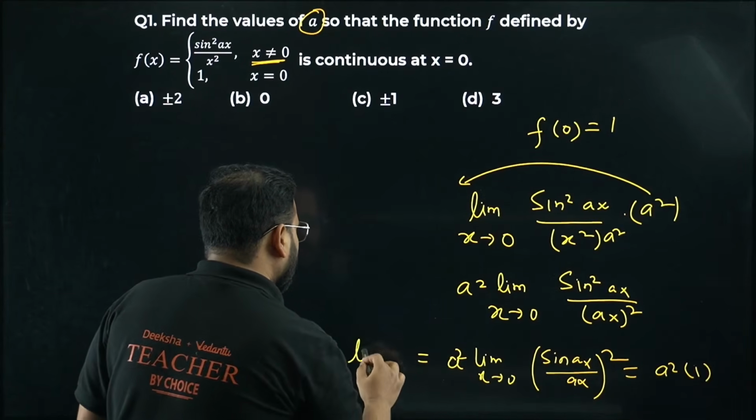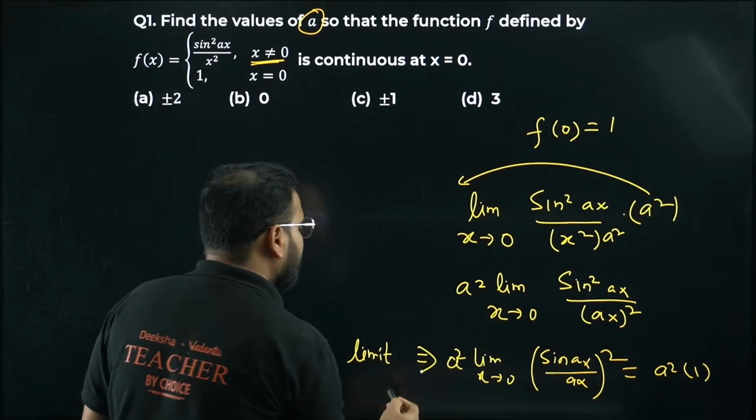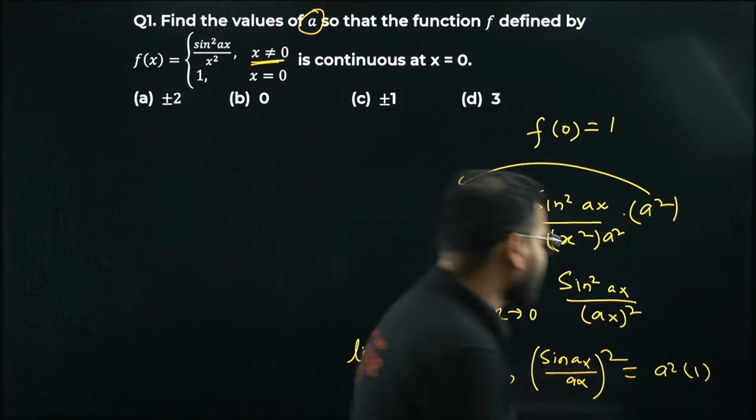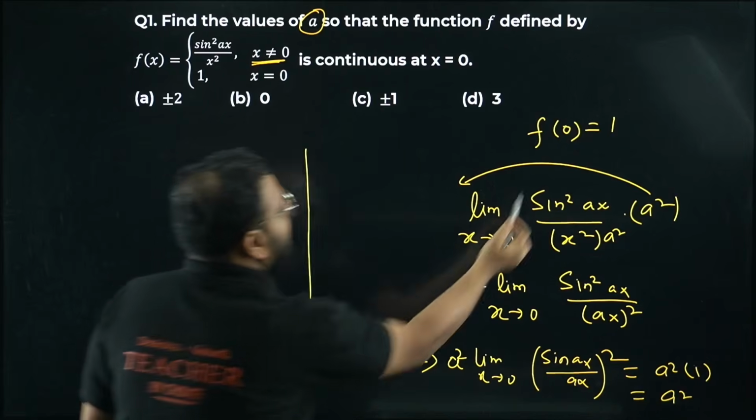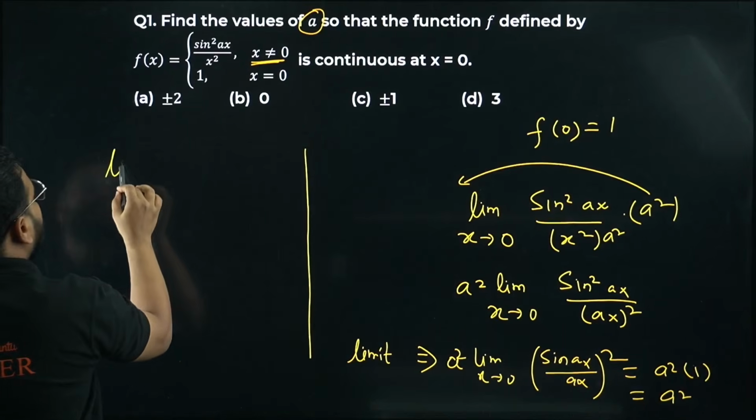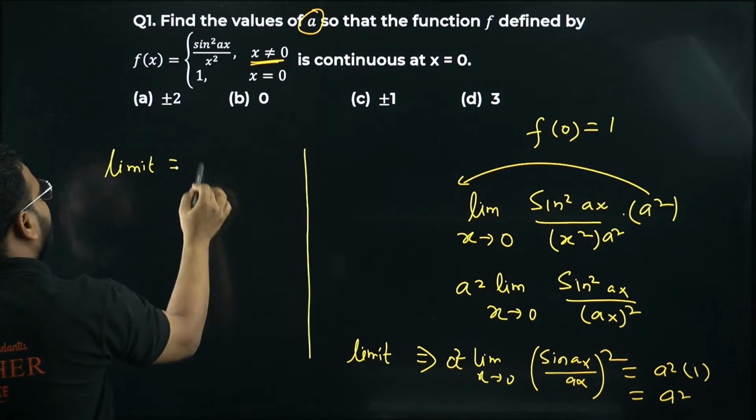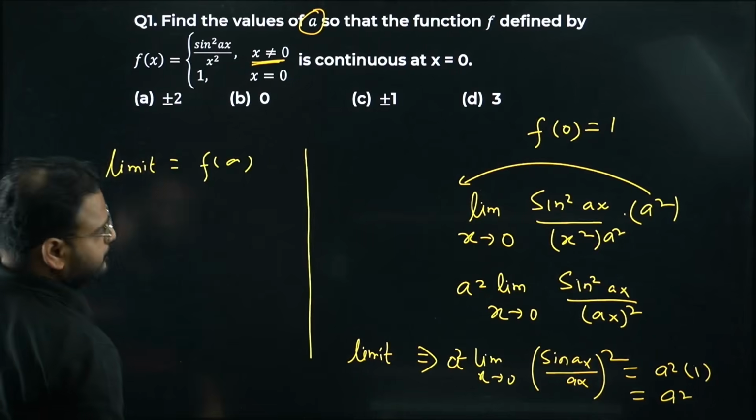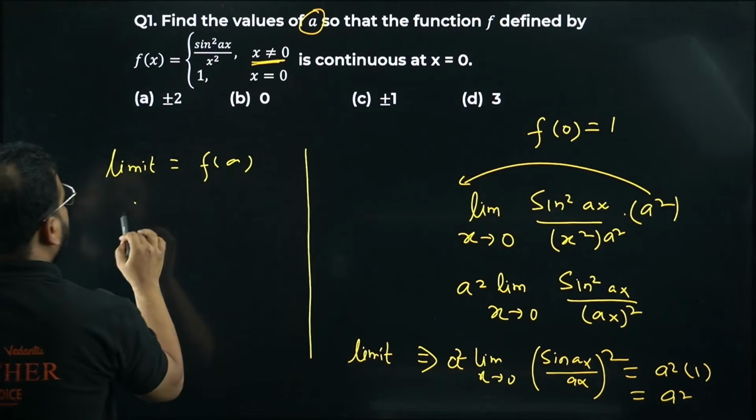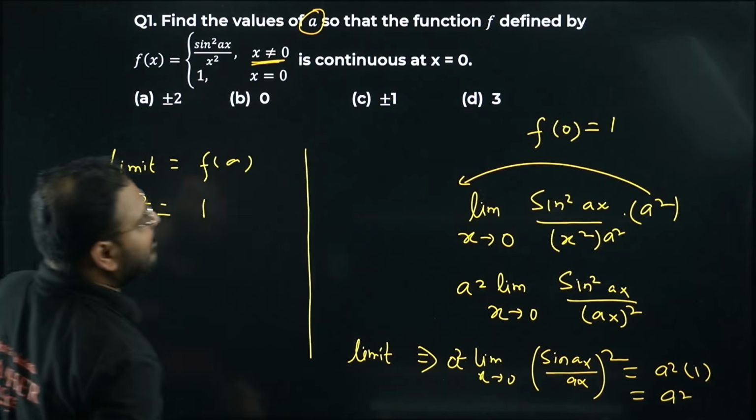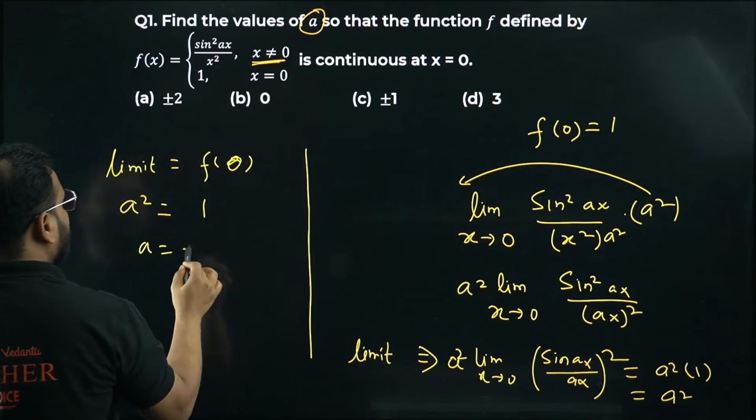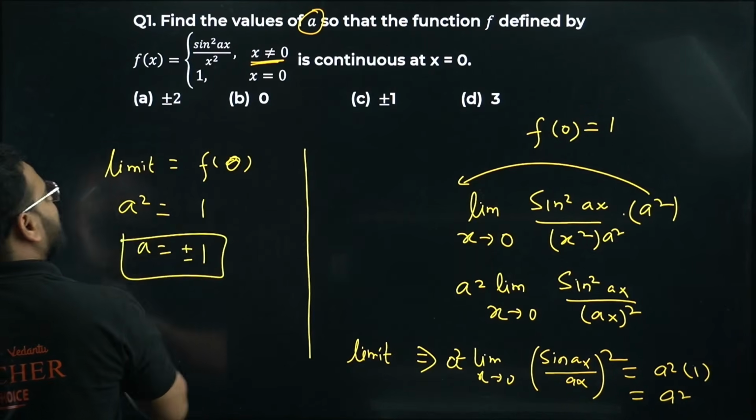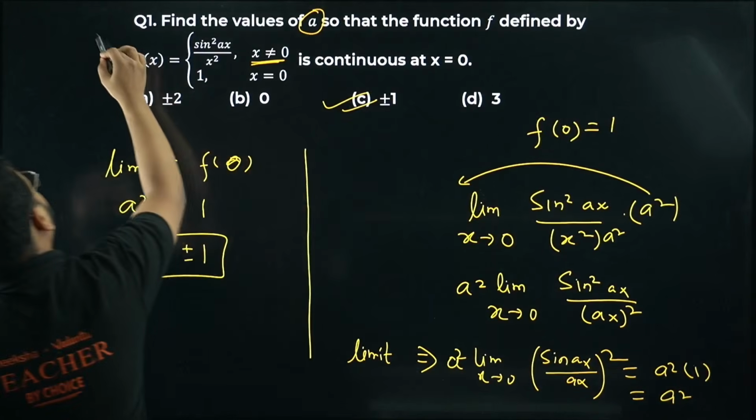This is my limit value. How much is that? Simply a square. Now you put that equal to f of 0. We know that the limit should be equal to f of a. So we get a square should be equal to 1, since f of 0 is 1, right? So I get a equals plus minus 1. Option C is correct.